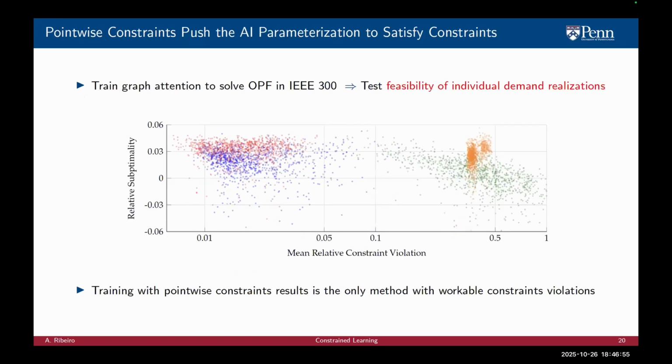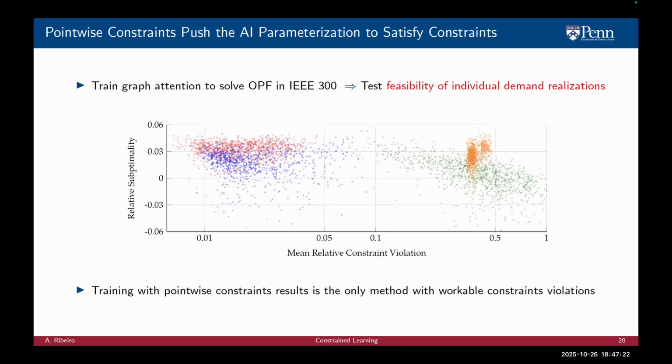If you go ahead and train a graph attention network on IEEE 300, we have results for other networks in our paper, you will see something very interesting happening here. On the y-axis, I have optimality. On the x-axis, I have relative constraint violation. And you see here that the use of pointwise constraints gives you policies with 5% constraint violation.